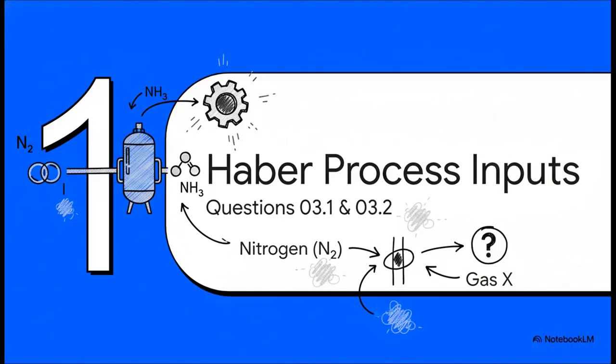So, things kick off with the Haber process. You know it, you love it. This diagram shows us nitrogen and some other gas, which they've called gas X, going into the reactor. Let's tackle the first couple of questions on this.